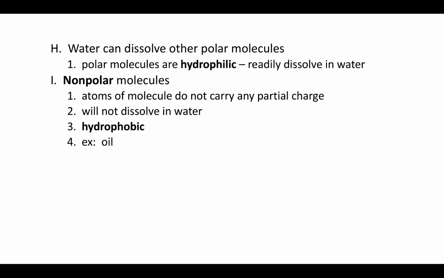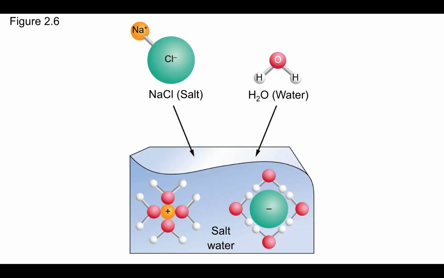Okay, so on the next figure, figure 2.6 from your textbook, we're going to look at water as a polar substance. Here we're looking at dissolving salt, which is made up of a sodium atom and a chlorine atom, sodium chloride. And here we're looking at water being added. So we're adding together water and salt, and we're looking at how the salt dissolves in the water. Okay, so both are polar substances.